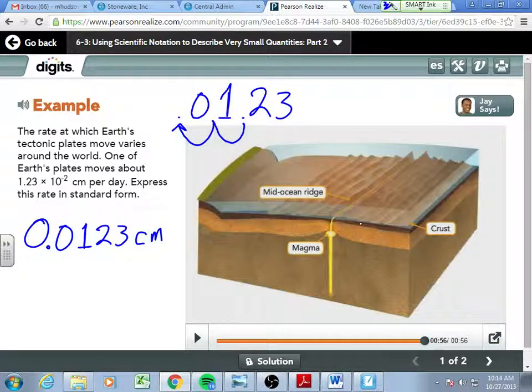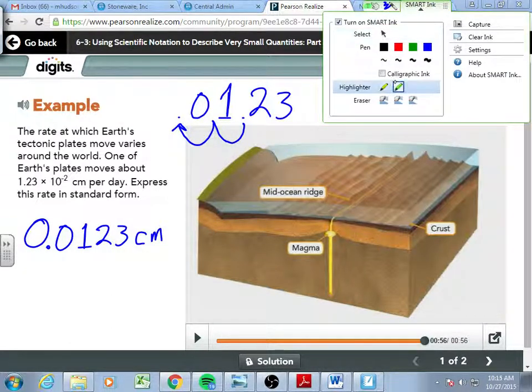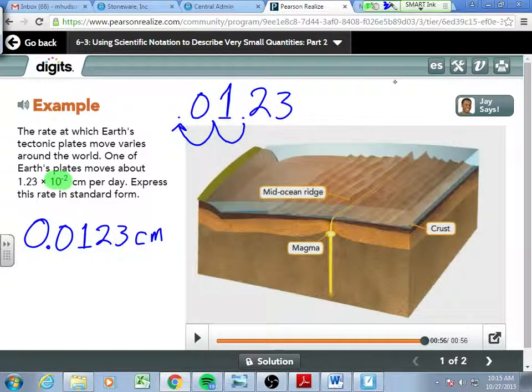The unit stays the same. All we did was apply the power. The power of 10 to the negative 2 told me to move your decimal 2 places left.